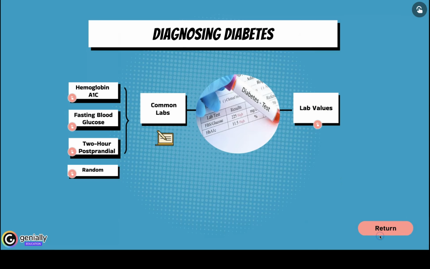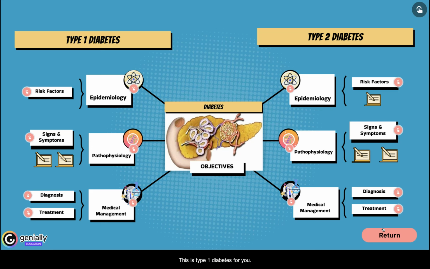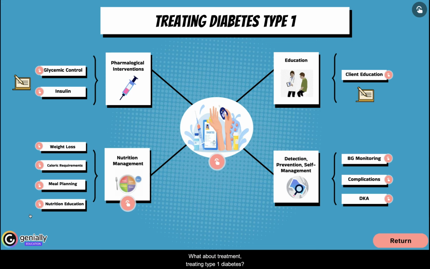Okay, this is type 1 diabetes for you. Now that's how we diagnose it. What about treatment? Treating type 1 diabetes. So we have pharmacological interventions, nutrition management, a lot of education. Diabetes requires a lot of education. Now we're talking about type 1 diabetes, keep that in mind. And then detection, prevention, self-management are also very important.